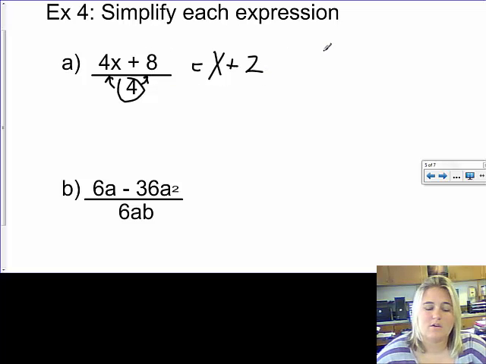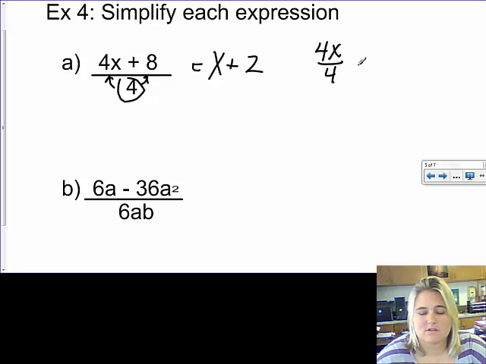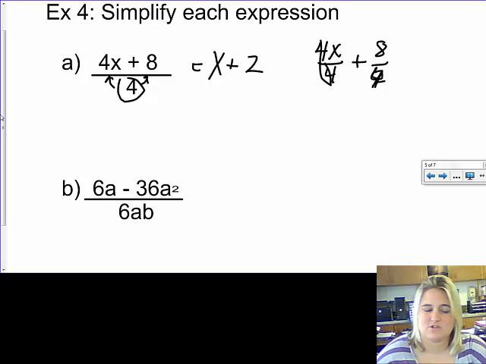And if you don't remember that, remember we can always write it as 4x over 4 plus 8 over 4, because we know that it goes to both. So the 4's would cancel, which is what happened. We're left with x, plus 8 divided by 4 gave us that 2.